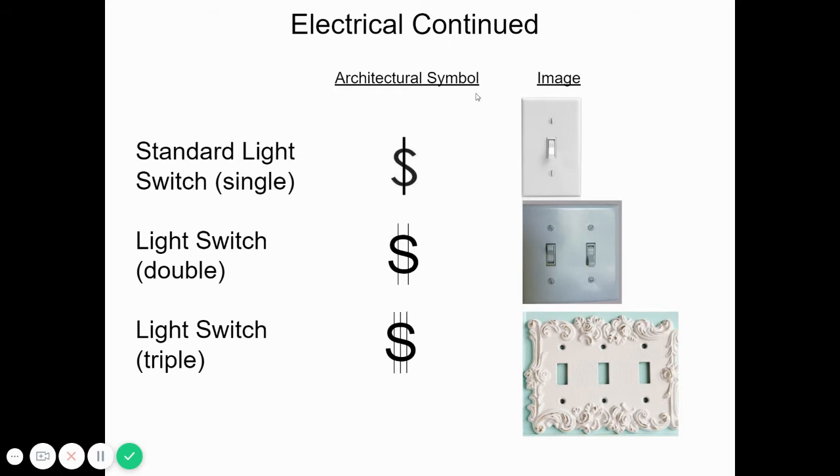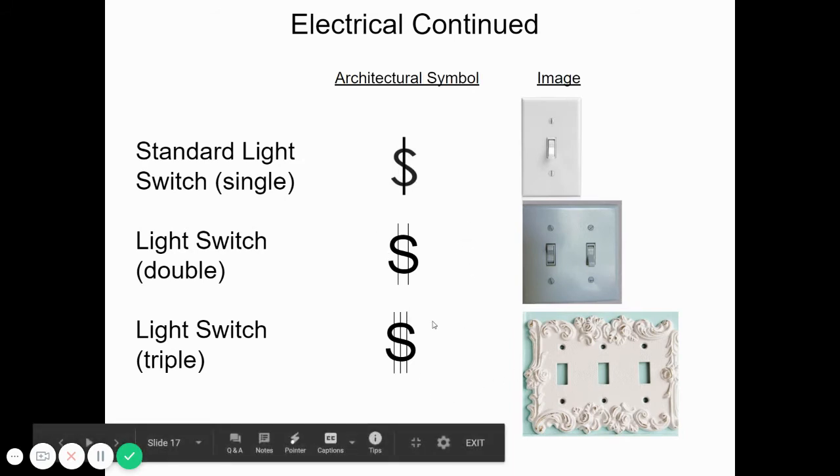Then we have three types of symbols for switches, like light switches. And it looks like a dollar sign. So it's just literally an S, and you put however many actual flip switches it has on it is how many lines it has through the S. So single switch, one line through the S. Double switch, two lines through the S. Triple switch, three lines through the S.